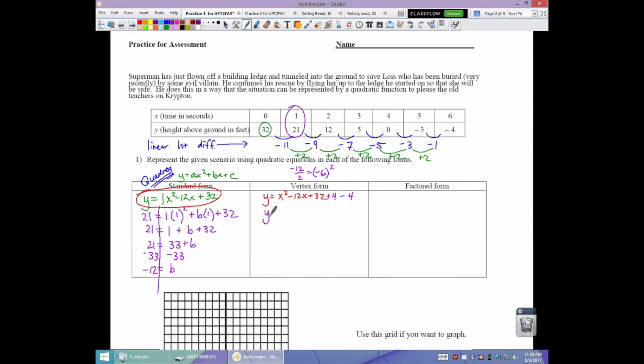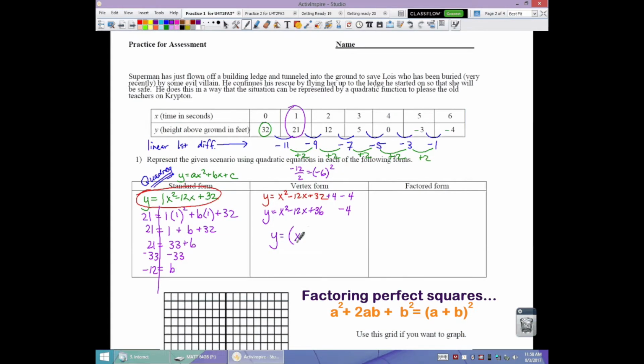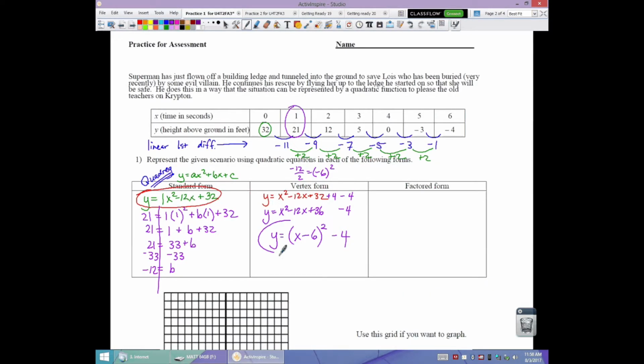So this really becomes y equals x squared minus 12x plus the 36. That's what I wanted to have. And I'm required to have a minus 4 to make up for that. Well, this, because we designed it that way, is a perfect square trinomial, meaning I can factor it as x minus, because the 12 is negative, 6, because that's both half of 12 and the square root of 36, minus 4. And there is my vertex form.